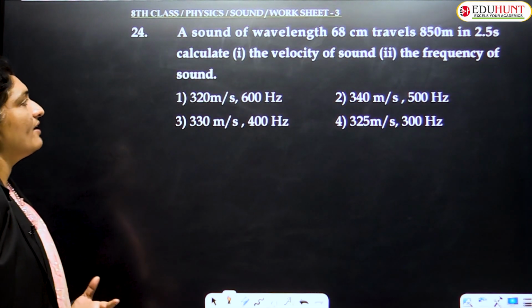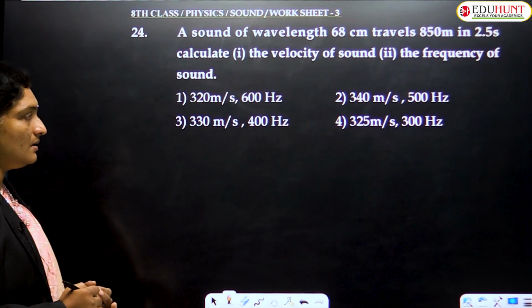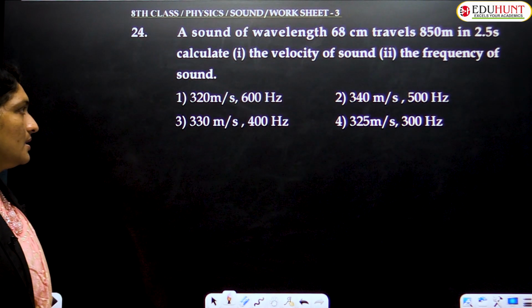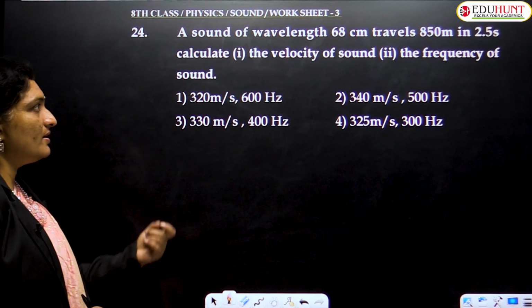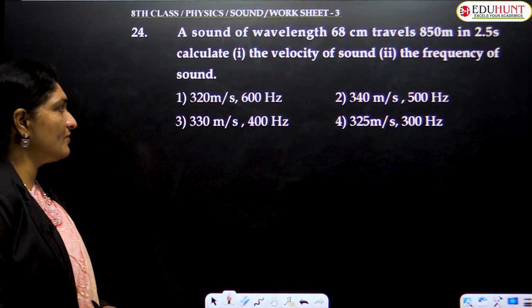A sound of wavelength 68 centimeters travels 850 meters in 2.5 seconds. Wavelength is given as 68 centimeters, time taken is 2.5 seconds, distance traveled is 850 meters. You're asked to find the velocity of sound as well as the frequency of sound.